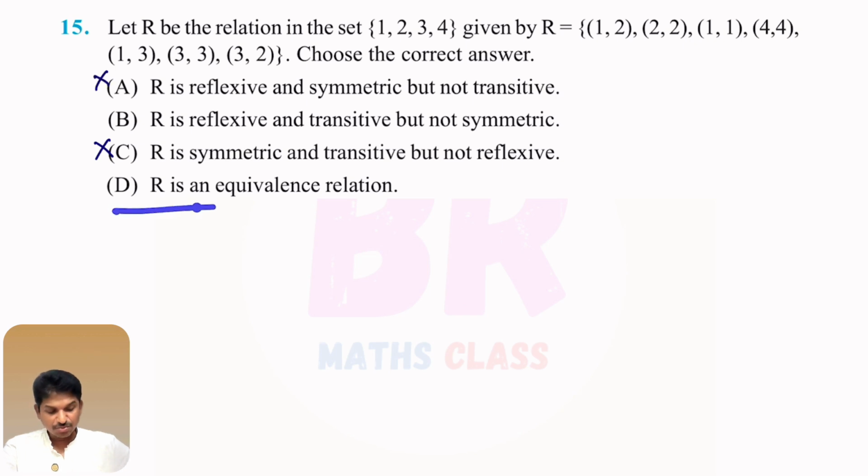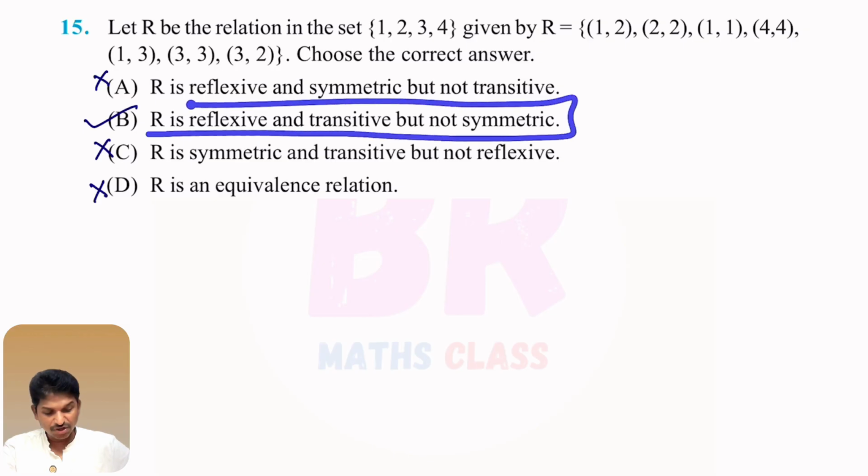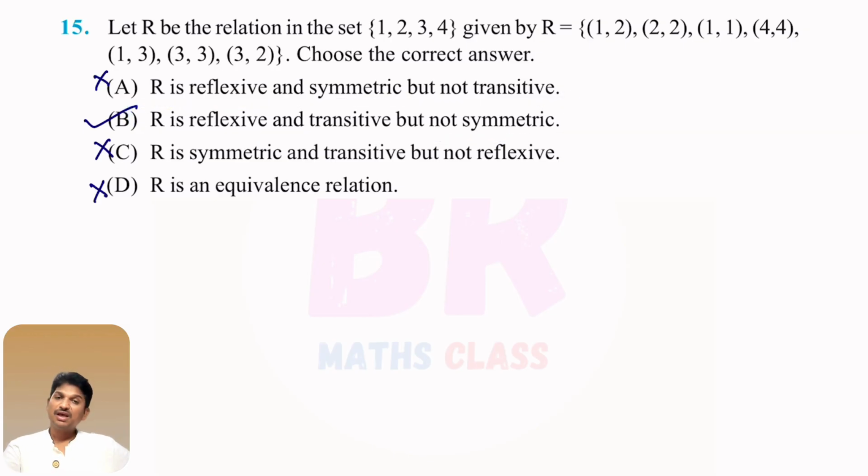You see here, the last option says that it is an equivalence relation. Equivalence relation means it is symmetric, but actually the given relation is not symmetric. So we can eliminate this. So obviously this option B is the correct option. If you want, you can check the transitive condition. As it is a multiple choice question, only one option is correct. 100% option B is the right option.